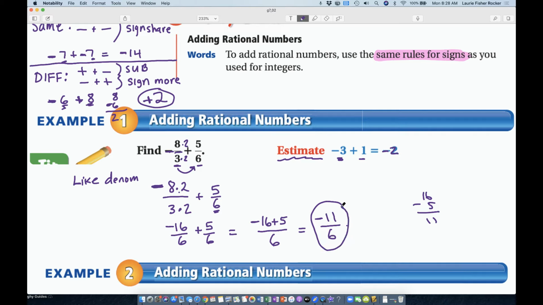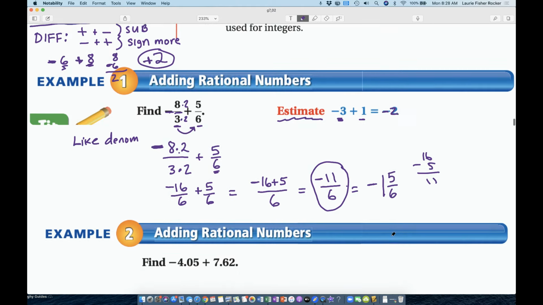We can leave it in rational form. If you're doing Get More Math, you're probably going to have to make this a mixed number. So 6 goes into 11 one time with a remainder of 5 over 6. And that's negative 1 and 5 sixths. That's almost negative 2. Okay, so that's how we do those problems.